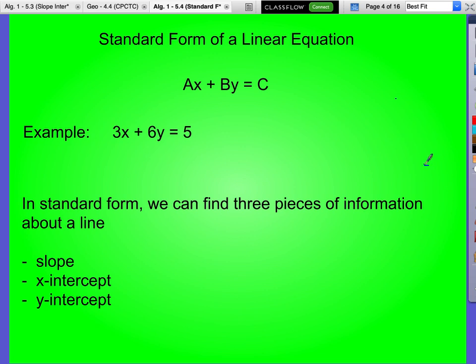Hey, so standard form of a linear equation. We have these linear equations we talked about. We have standard form. Standard form is this right here: ax plus by is equal to c, where x and y are still variables. They're still the same thing as in y equals mx plus b. A, B, and C are the numbers.